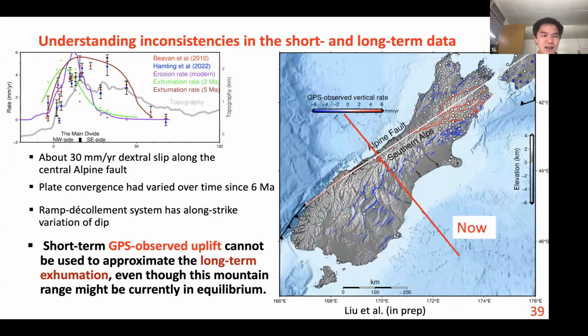So that means once we get so many short-term and long-term data, and when we see some similar patterns in the short-term and the long-term data, we cannot compare the short-term data directly with the long-term data. For example, the short-term GPS cannot be used to approximate the long-term exhumation in average during the last 5 million years. Even though many studies believe that this mountain range might be currently in equilibrium.